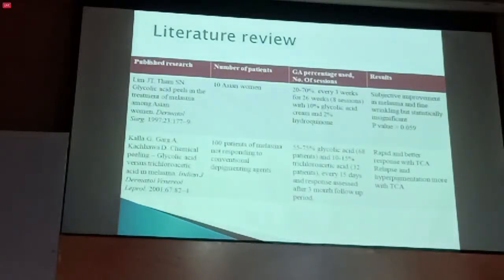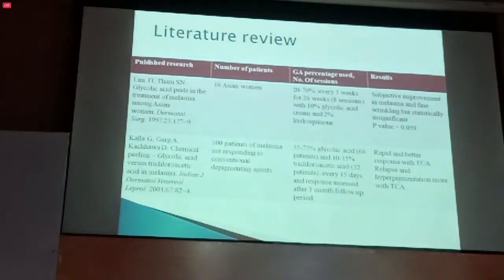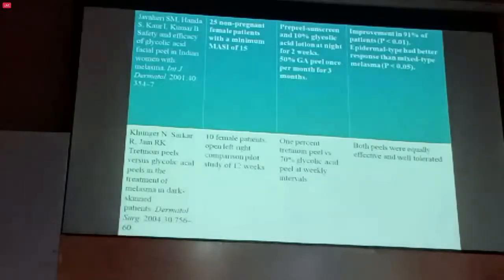In the second study, which was published in 2001 in Indian Journal of Dermatology, Venereology and Leprosy, 100 patients with melasma not responding to the conventional depigmenting agents were included. 55 to 75% glycolic acid peels was done in 68 patients, and 10 to 15% trichloroacetic acid peels was done every 15 days for 32 patients. The response was assessed after a 3-month follow-up period, and it was found that the response was rapid and better with TCA, but the side effects were also more with TCA.